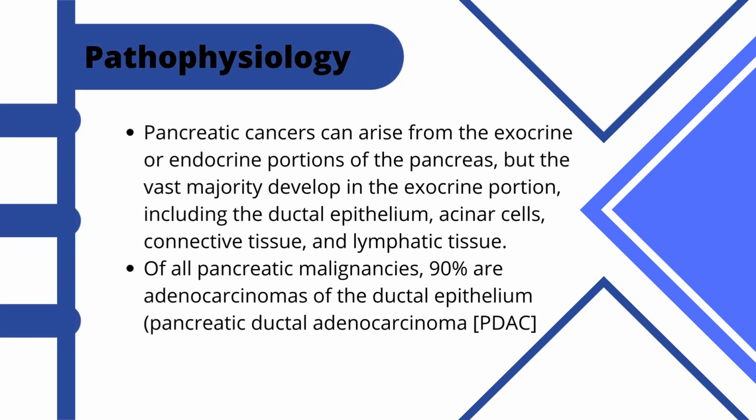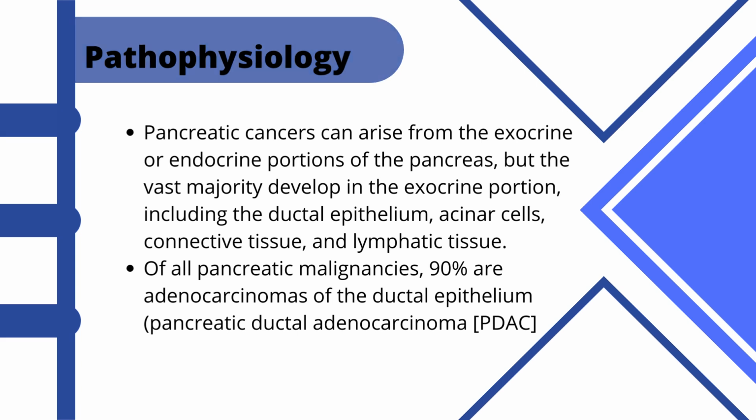So pathophysiology of pancreatic cancers. They can arise from the exocrine or endocrine portions of the pancreas, but the vast majority develop in the exocrine portion. So that includes the ductal epithelium, acinous cells, connective tissue, and lymphatic tissue. And another thing of note is that of all pancreatic malignancies, 90% are adenocarcinomas of the ductal epithelium.